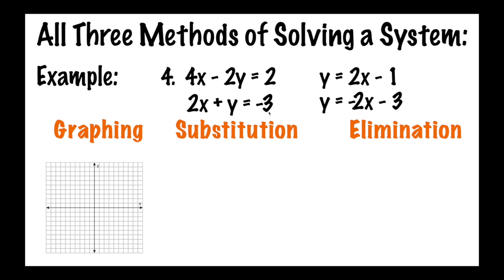So as I graph them, blue one, I'm starting at negative 1. Slope is positive, so I know it's going to go up from left to right. And it goes up 2 and over 1, and we'll connect that.